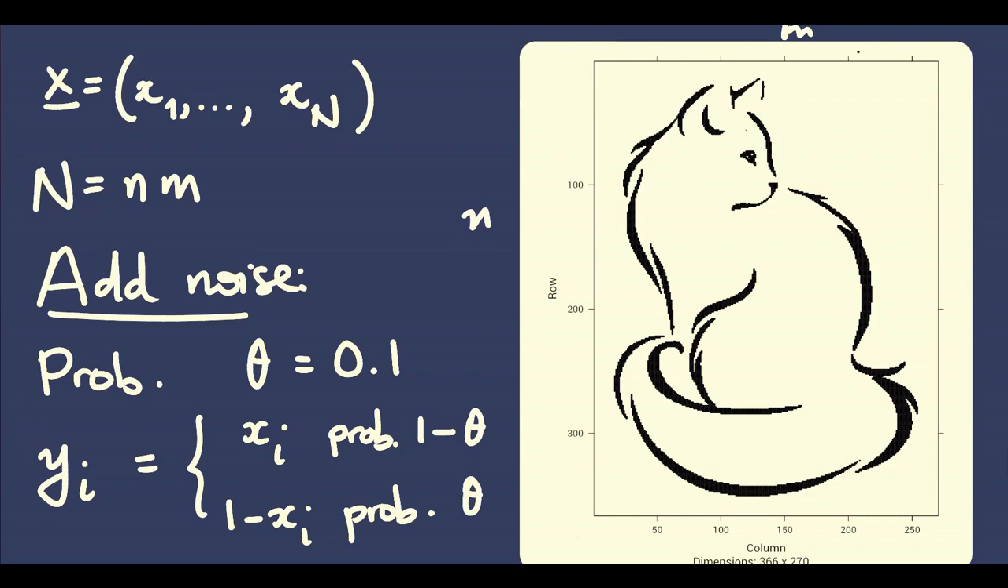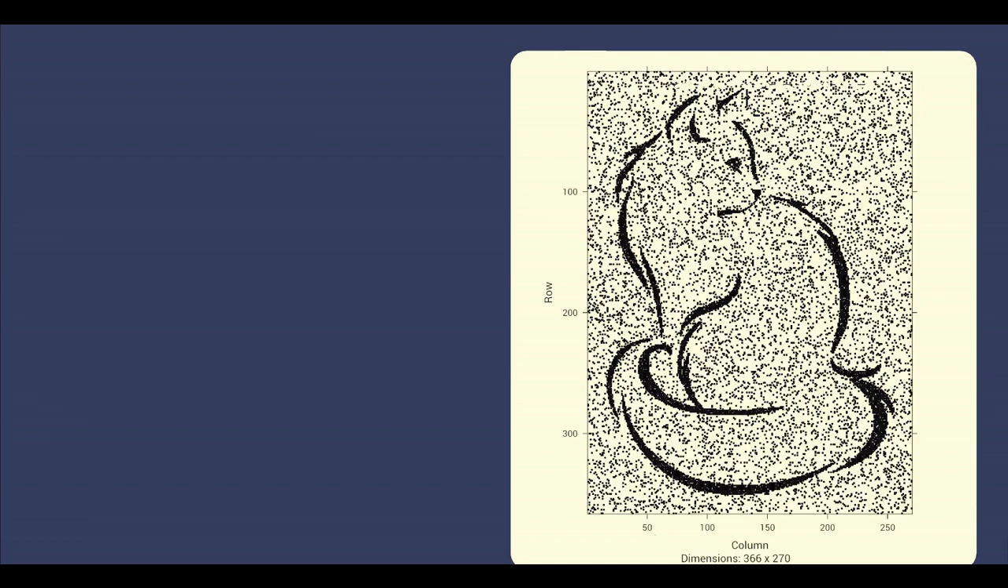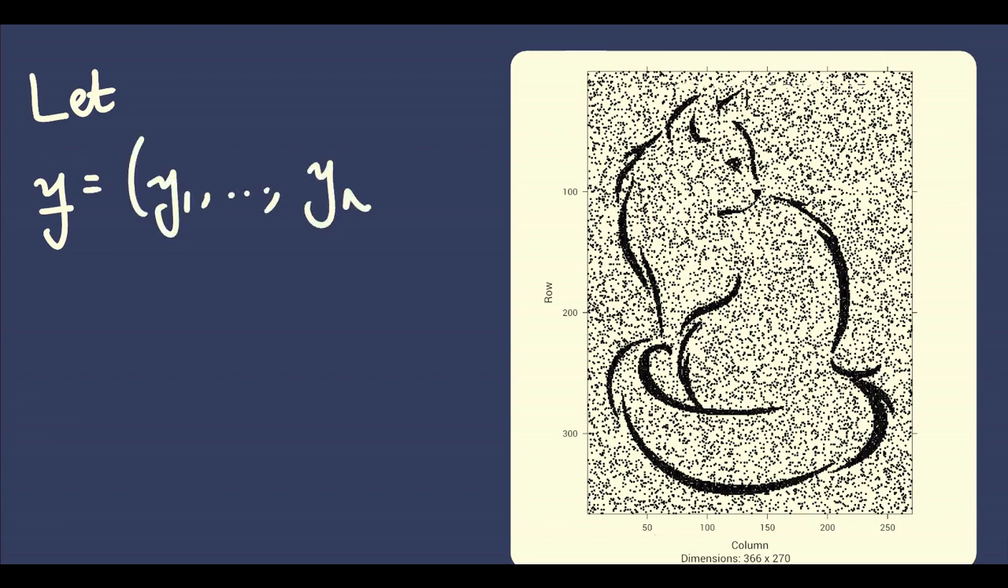And what does that noisy image look like? It looks something like this. We see this grainy pattern, which is induced by flipping the values of the pixels. We'll denote the noisy image by y1 up to yN. Again, it has the same number of pixels, but it's just a corrupted version of x.